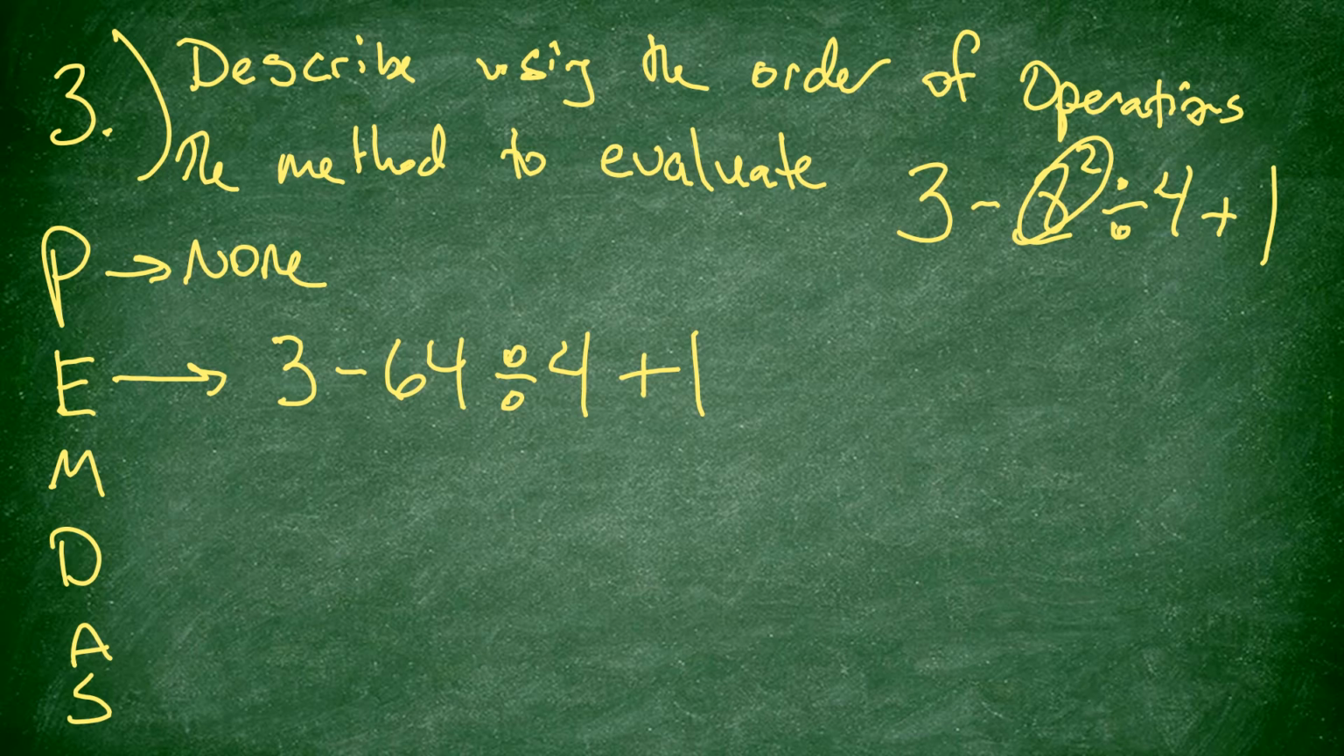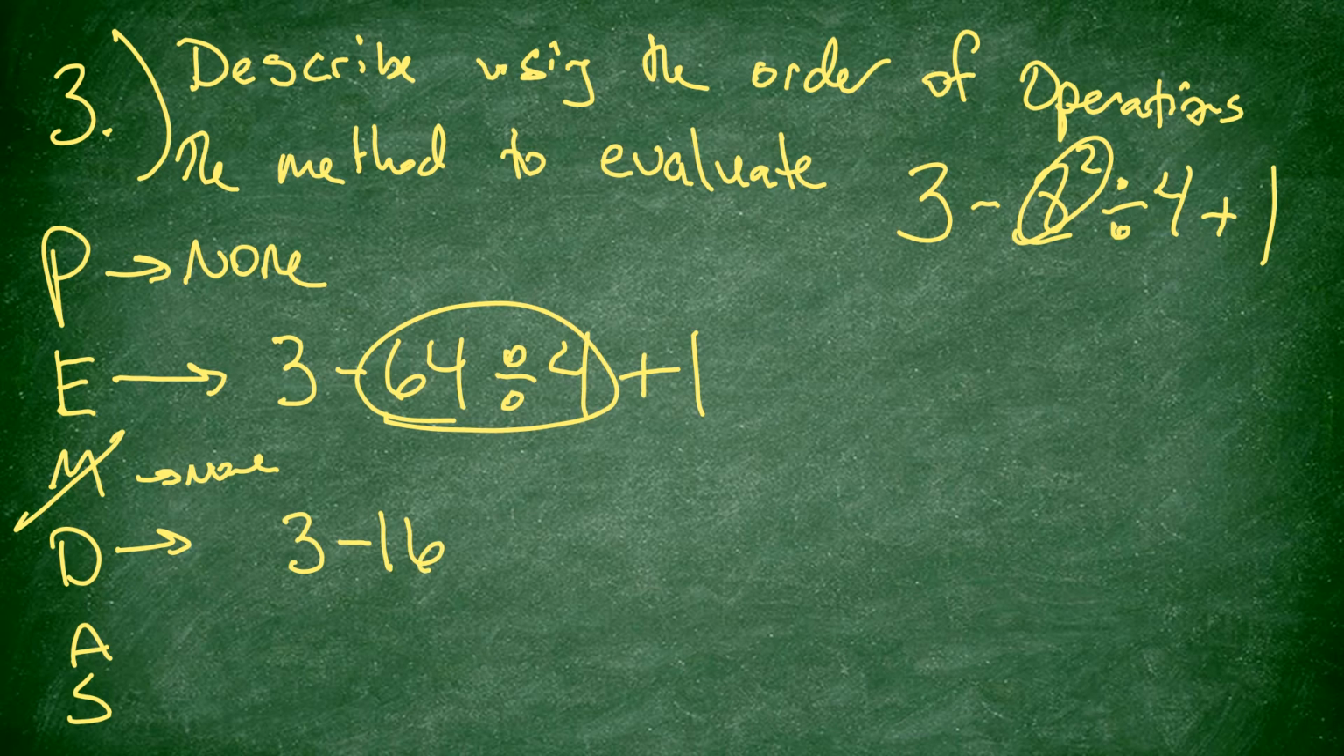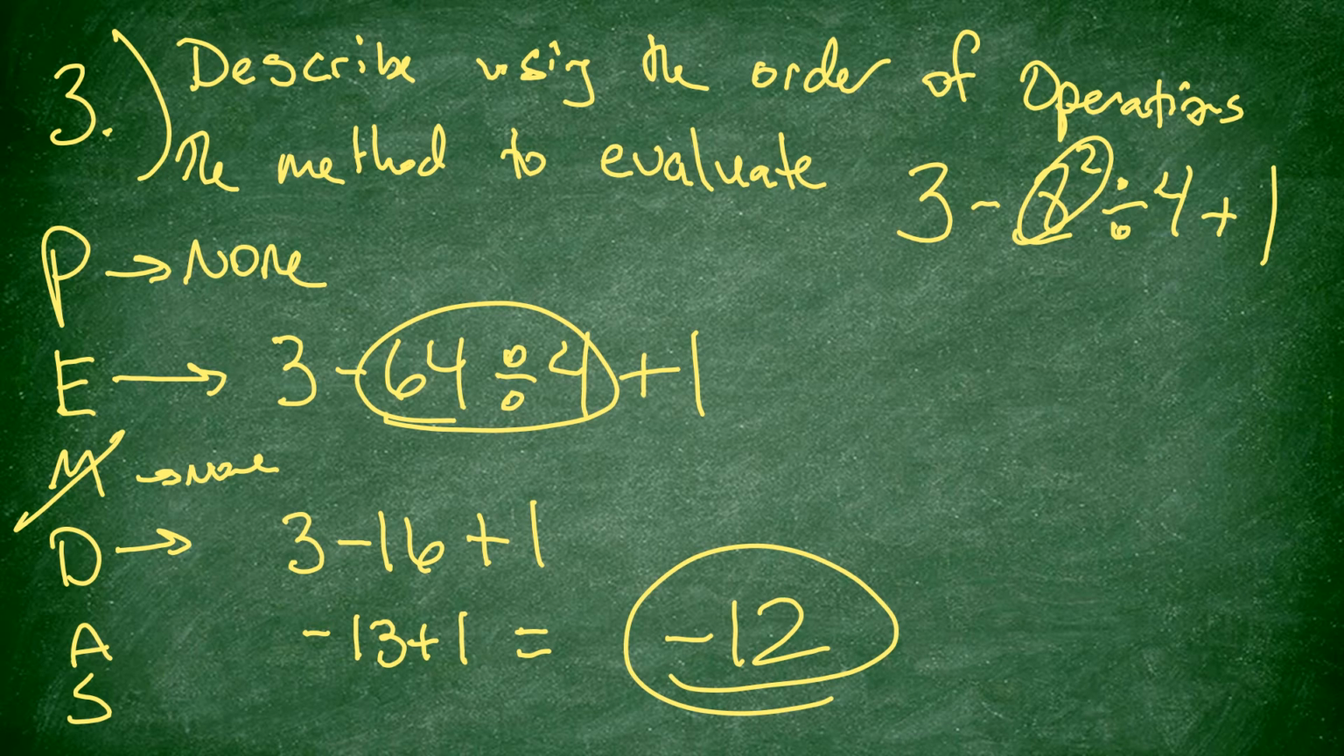Now, there is no multiplication. So there's none of that. I have to do division. I have to do 64 divided by 4, which is 16. So I get 3 minus 16 plus 1. Now it's just addition and subtraction from left to right. So I'm going to do 3 minus 16, which is negative 13 plus 1, which I end up with negative 12. So that's my final answer right there, negative 12.